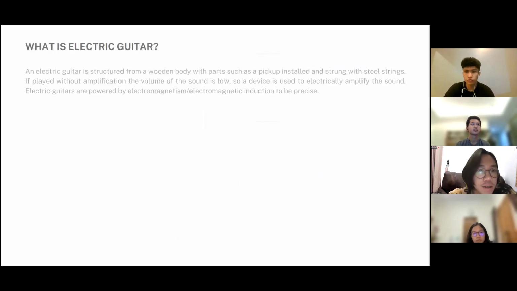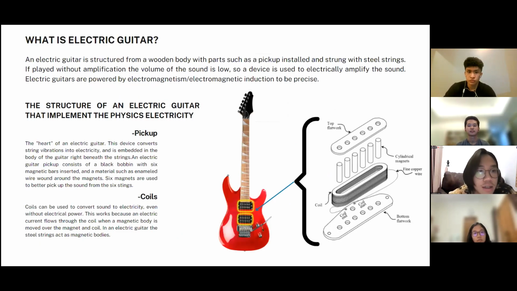Okay, to the first chapter, what is an electric guitar? An electric guitar is structured from a wooden body with parts such as a pickup installed and strung with steel strings. If played without amplification, the volume of the sound is low, so a device is used to electrically amplify the sound. Electric guitars are powered by electromagnetism, or electromagnetic induction to be precise. And these are the structures of an electric guitar that implement the physics of electricity.